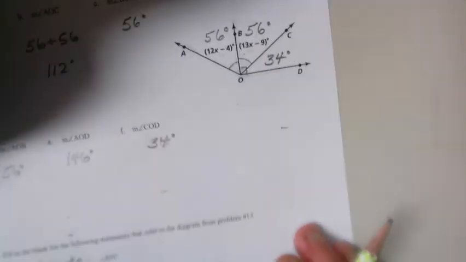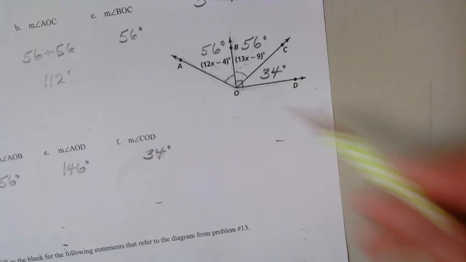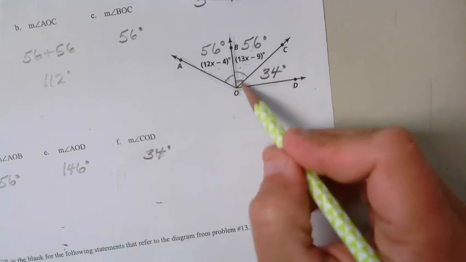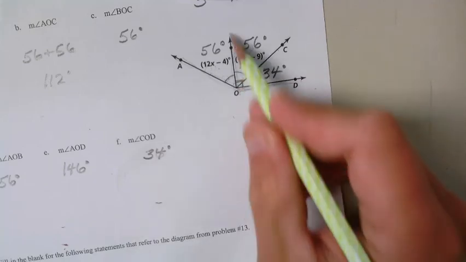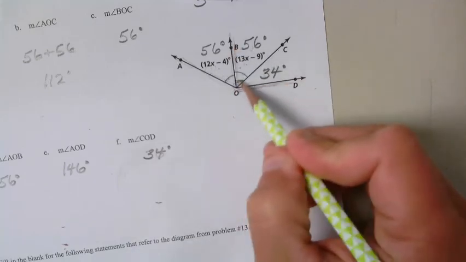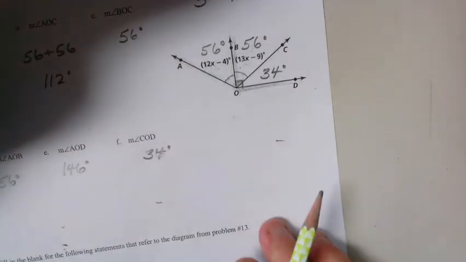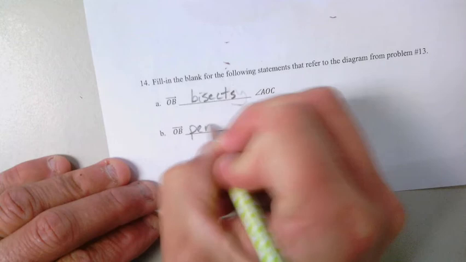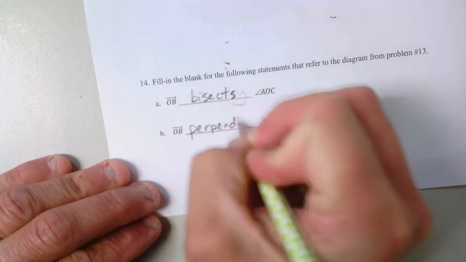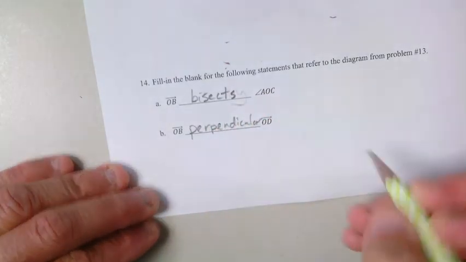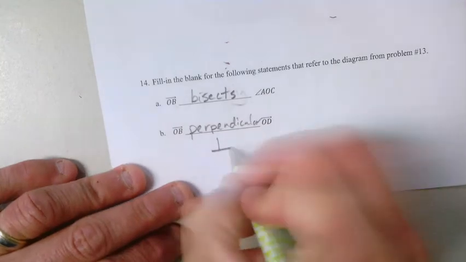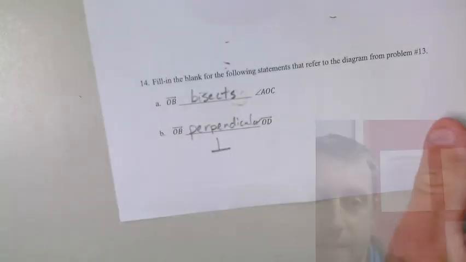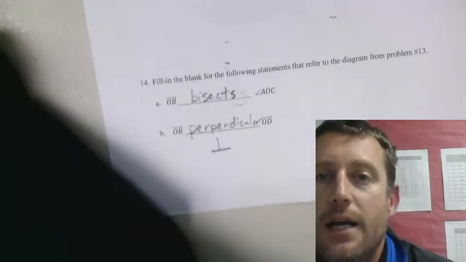And then OB does what to OD? Well, if I look at this picture, OB is 90 degrees to OD. So what's that called when they intersect to form a right angle? Well, that's perpendicular. So OB is perpendicular to OD. Again, perpendicular, the symbol is that right there, okay? So whenever you have perpendicular lines, make sure you put in a right angle symbol.